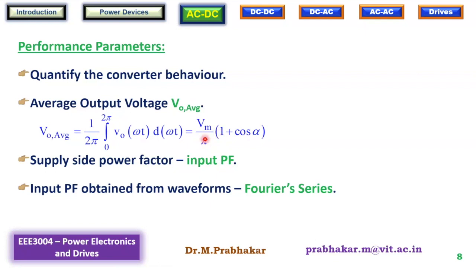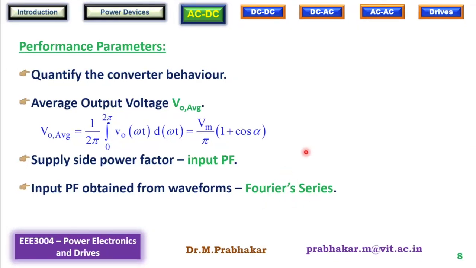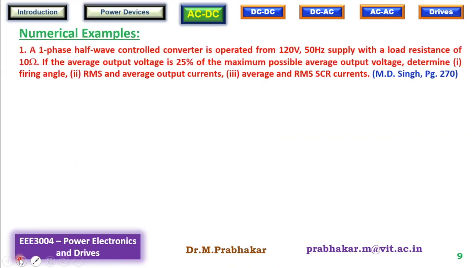Another interesting thing is supply side power factor. This is obtained using Fourier series and its basic principle. We will take up a simple numerical example and then we will try to solve. Fine. So this is the first numerical example. This is taken from this textbook, MD Singh. I have mentioned that. You can refer to that textbook as well.